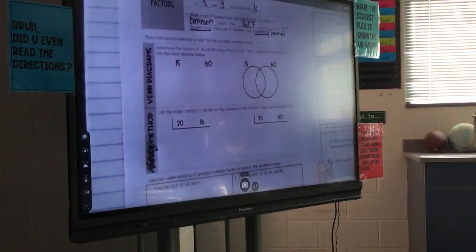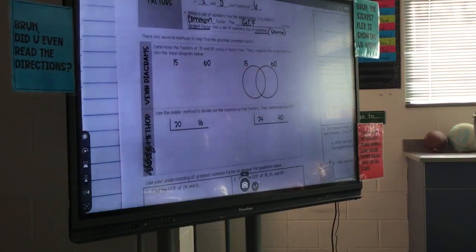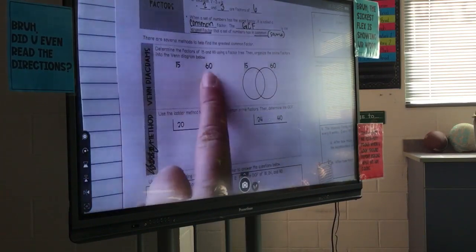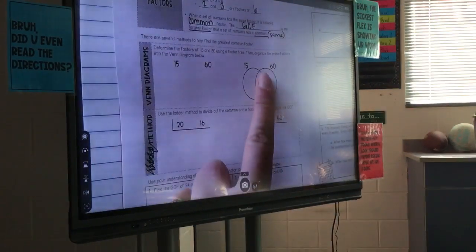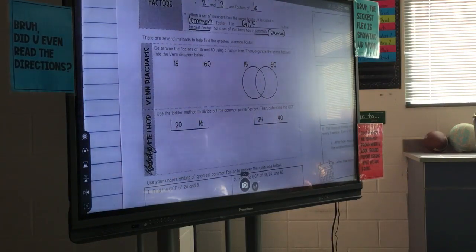I'll tell you what we're going to do down there. All right, so it says determine the factors of 15 and 60 using a factor tree. That is what we're going to do here. Then organize the prime factors into the Venn diagram. We're not jumping into prime factorization and all of that right now. We'll get to that next unit. But for now, we're just kind of briefly touching.